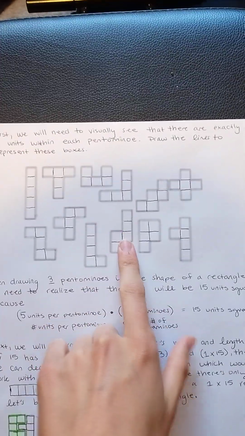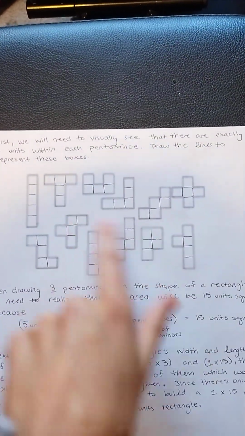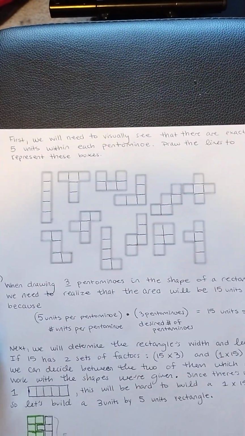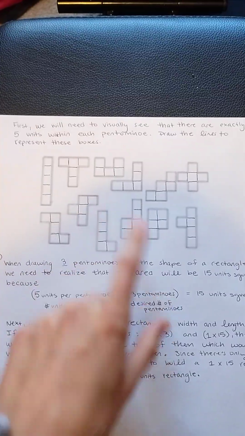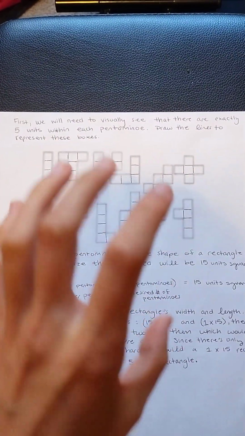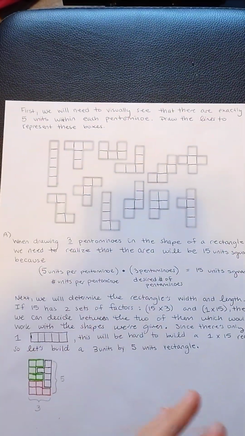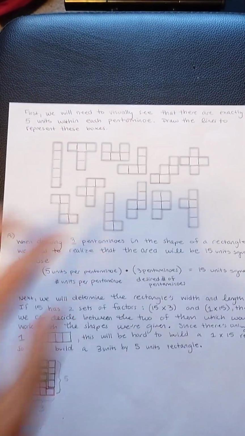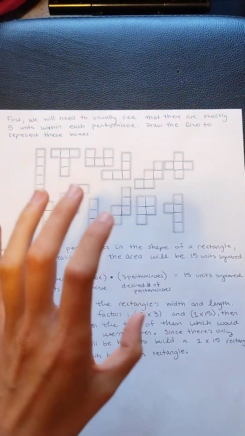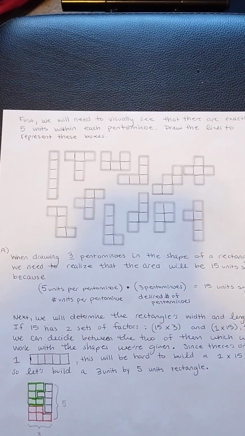So we were given an image like this with 12 pentominoes, 5 units each, and the question was asking how can we rearrange just 3 pentominoes in a rectangle, 4 in a rectangle, 5 in a rectangle, and then to get all 12 in the largest rectangle we can get it in.